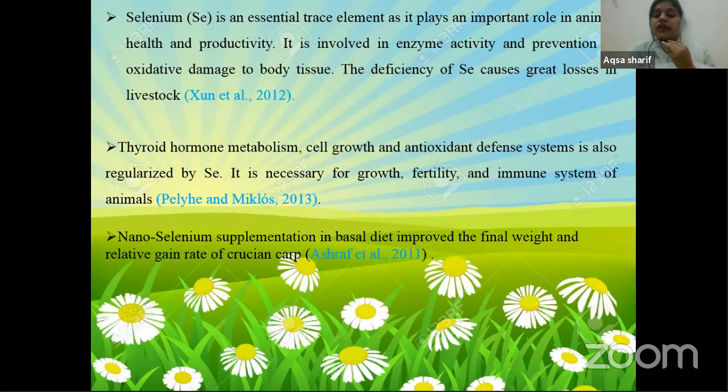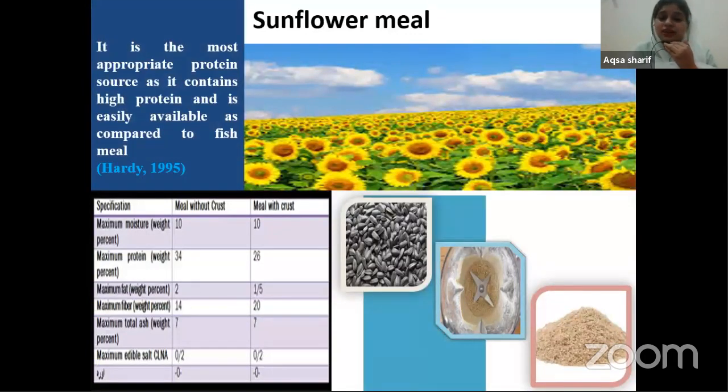in livestock. There are also some other functions of selenium. That's why I selected this trace element for my study, because it maintains thyroid hormone metabolism, cell growth, and the antioxidant defense system. It is also required for the growth, fertility, and immune system of animals. There are several references that its supplementation in the basal diet can improve the final weight and relative gain rate of crucian carp. Then why did I use sunflower meal?